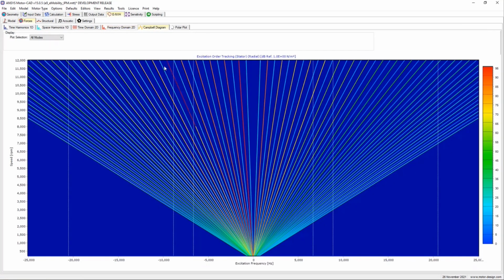A Campbell diagram shows the frequency and magnitude of the force excitation harmonics across the speed range of the motor. The vertical lines are also included, showing the natural frequencies. Where the diagonal force harmonics cross the vertical natural frequencies, we can expect peaks in the noise.